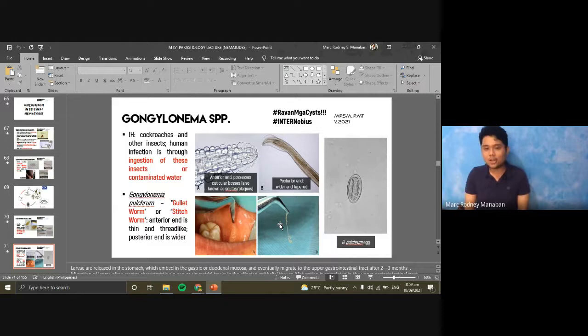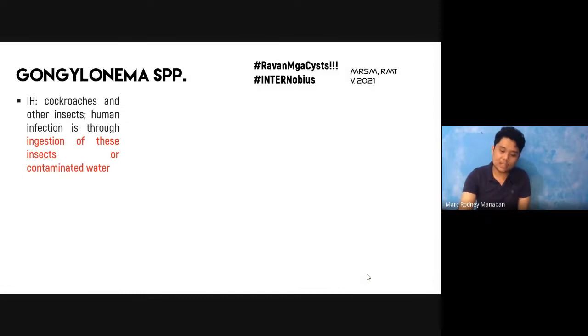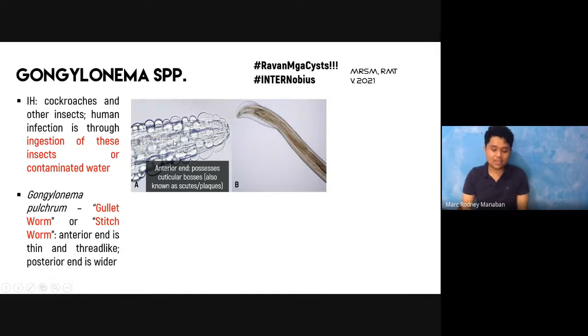Now, a very important species of Gongylonema is Gongylonema pulchrum. Gongylonema pulchrum is also known as your gullet worm or stitch worm. Ayan. The anterior end is thin and thread-like, and the posterior end is wider or tapered. And a very important characteristic of the anterior end is what we call cuticular bosses. Alright? Or also known as scutes or plaques.